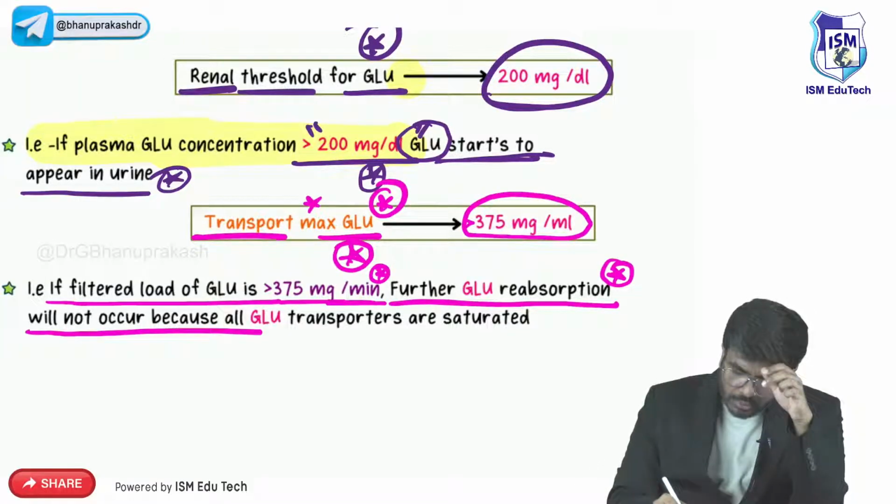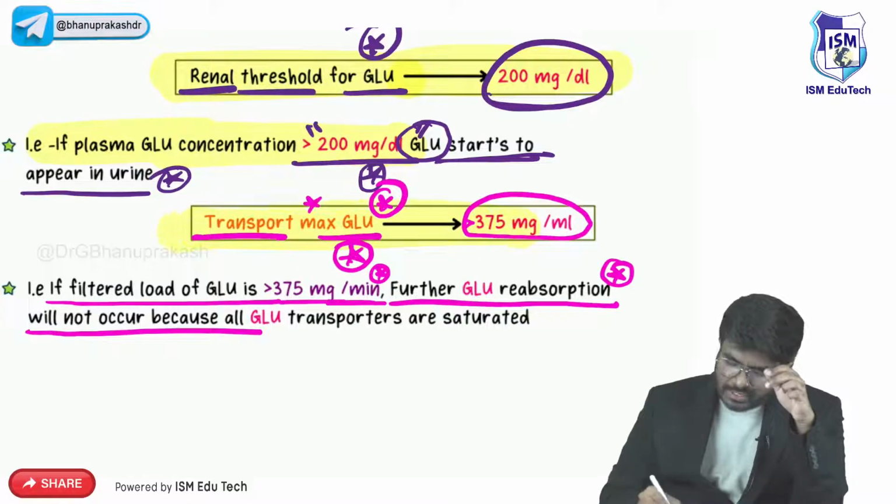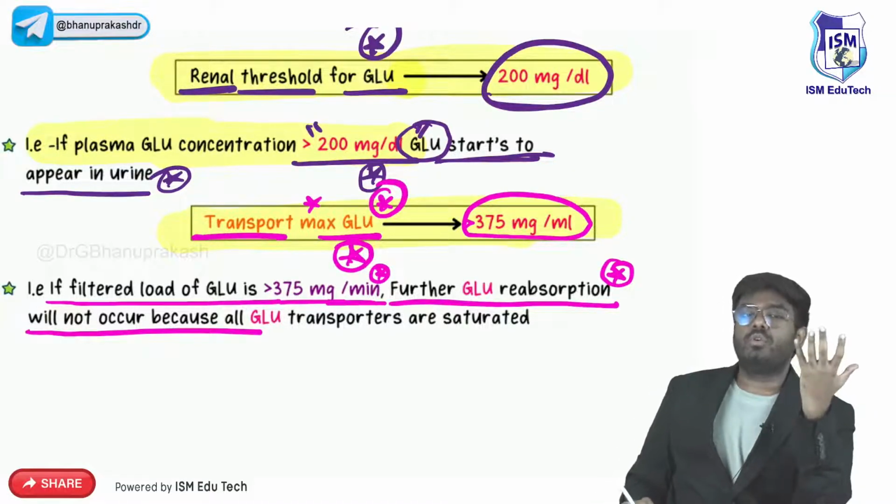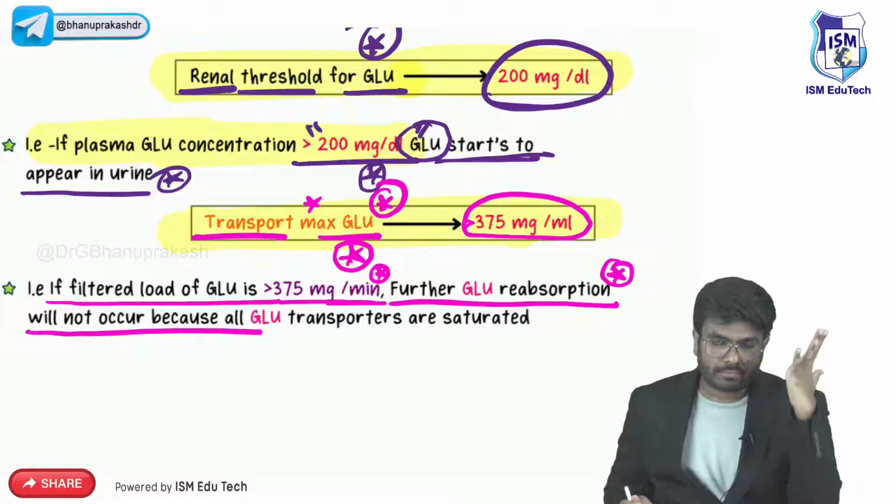Renal threshold or urinary threshold value is 200. Tmax value for glucose is 375.